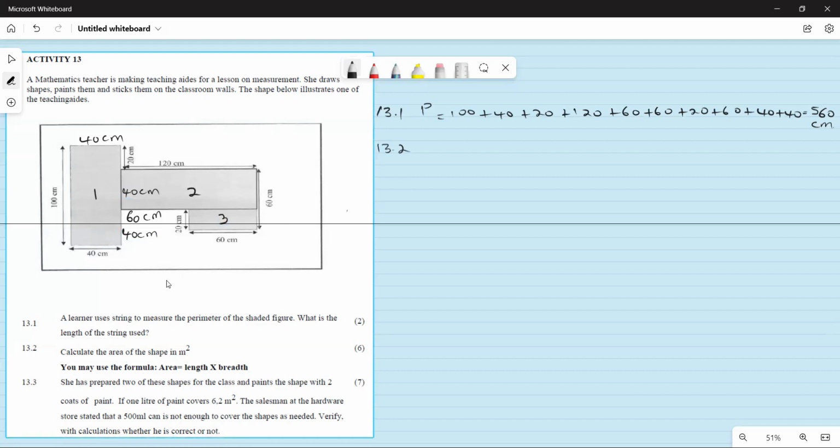So I will not have a formula to calculate this whole area at once. I will need to break it into parts. So, area of shape 1, it's going to be L by B since it's a rectangle, and the length is 100 centimeters times the breadth of 40 centimeters, which will give me 4,000 centimeters squared.